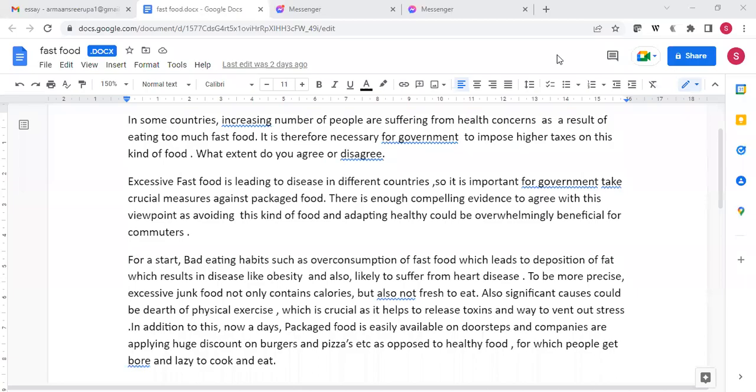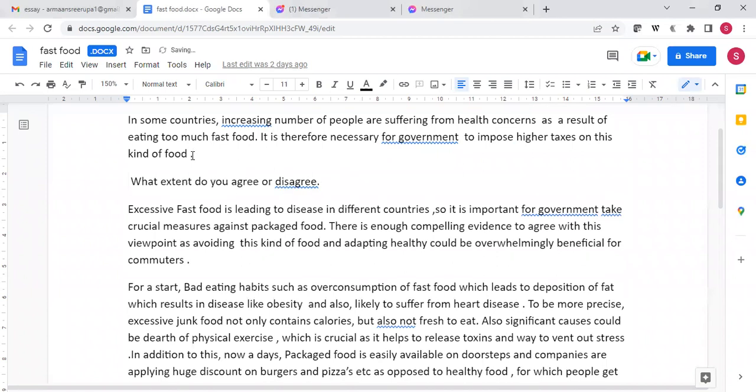So if you look at this question, it says that in most of the countries, an increasing number of people are suffering from health concerns as they are overly dependent on fast food and canned food. And it is therefore necessary that the government or the state can levy heavy taxes or high tariffs. So to what extent do you agree or disagree? So this is the task question.